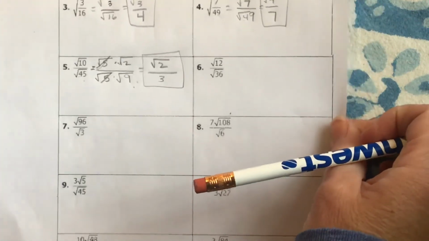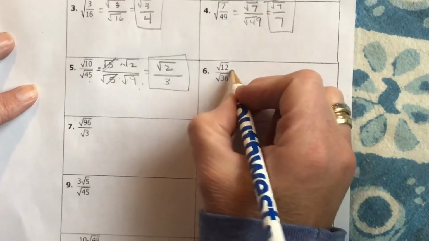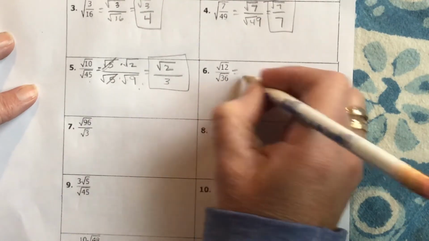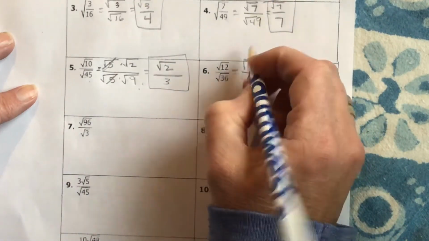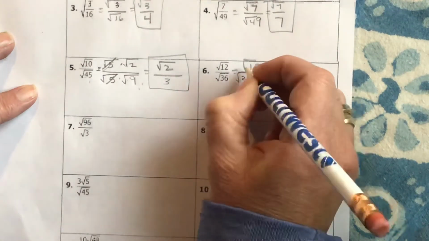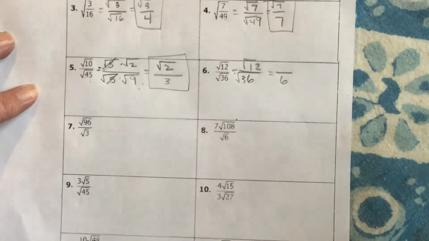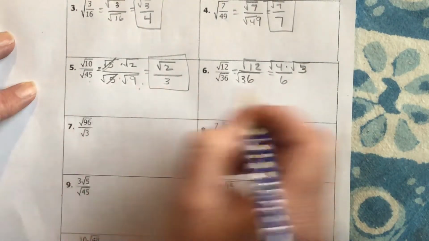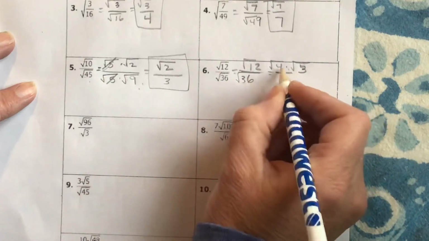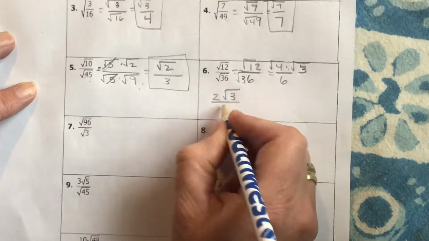Okay, number 6. I have root 12 over root 36. Well, I already see that root 36 is friendly because it's already a square number. But here, I won't take too many shortcuts. Root 36 is 6. And on the top, I can break this apart as root 4 times root 3. I have root 4, which is 2, rad 3 over 6.